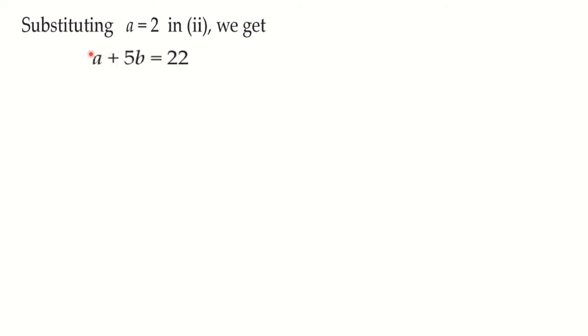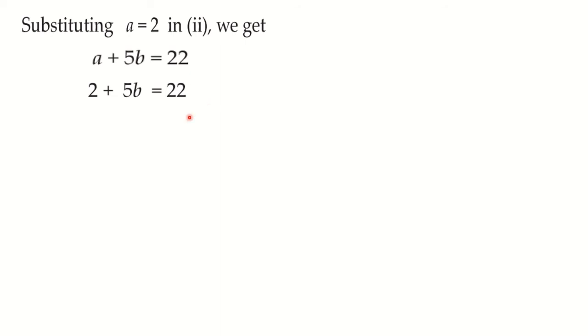So here in place of a, you have to write 2. So just replace a by 2. So what you will get? 2 plus 5b is equal to 22. See, only replace a by 2. Remaining all the terms you are going to copy as it is.